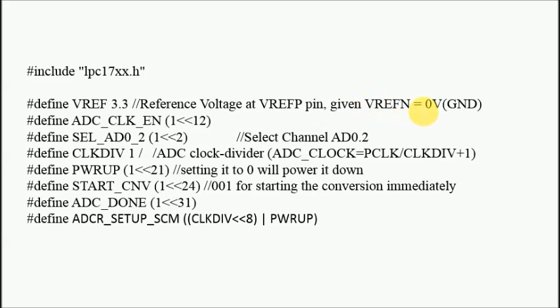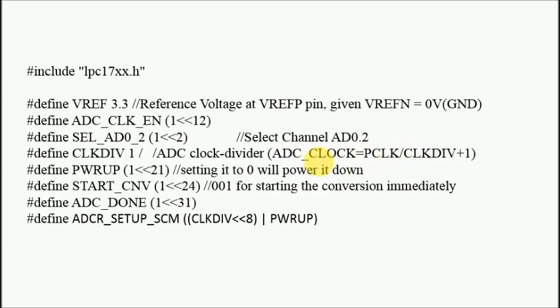Basically the V reference N, that is V ref N, is 0 volt, that is grounded, and the reference voltage is given here. Then we have to define the ADC clock that should be enabled. So we have to define the ADC clock enable. Then we have to select the AD0 channel number 2. So select the channel AD0.2. Then clock divide will be 1.